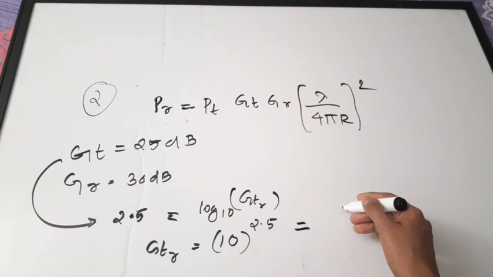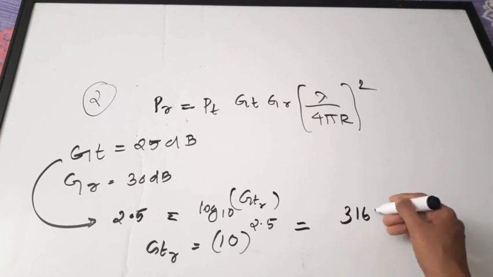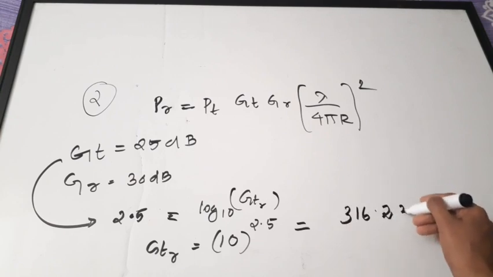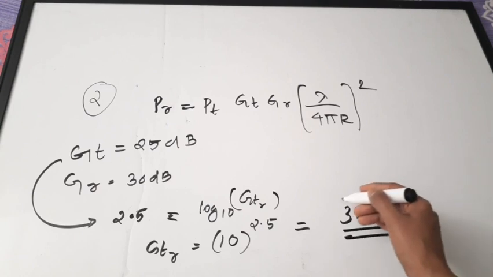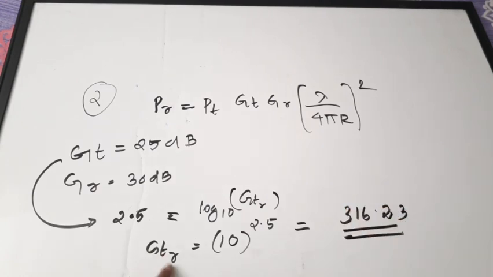So the value coming is 316.23 is the value for GT. I've just written R here just to make you know that it is a ratio value. You don't need to write it actually. Just this is GT. Okay, so this is the GT value.